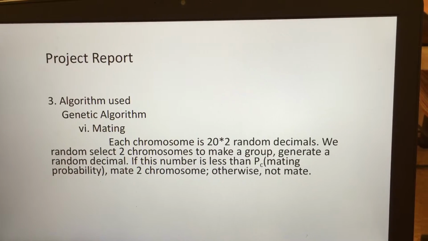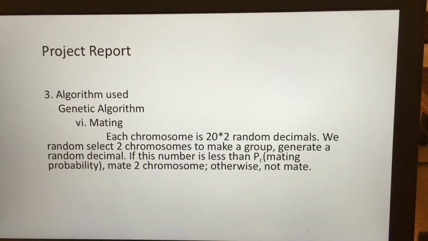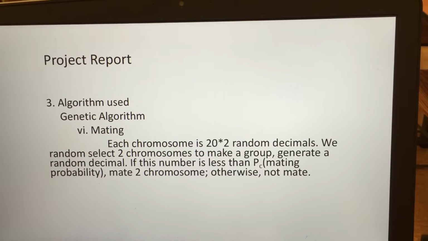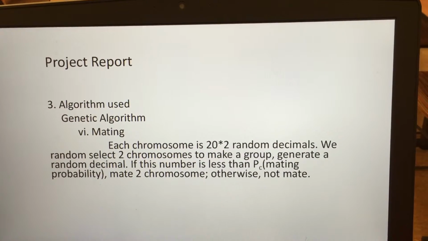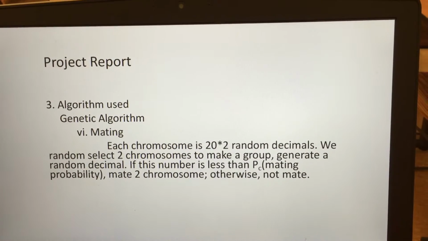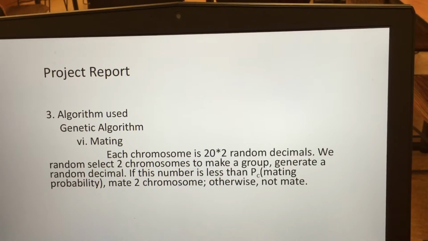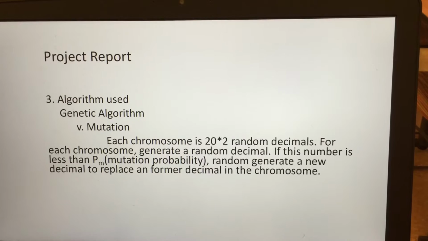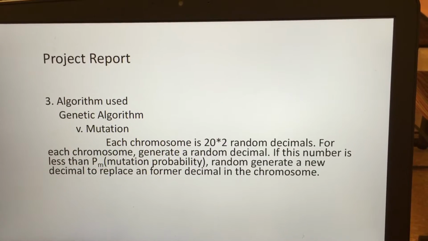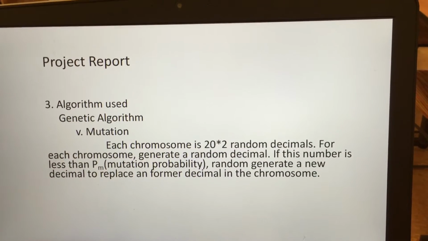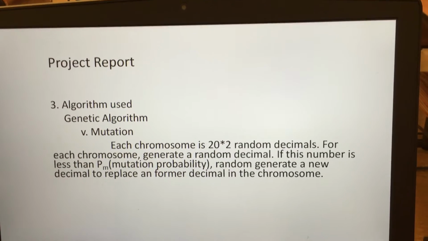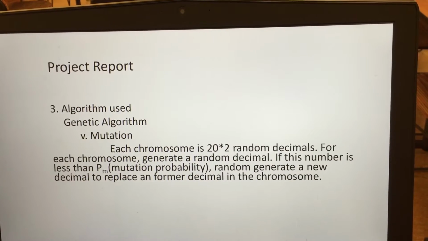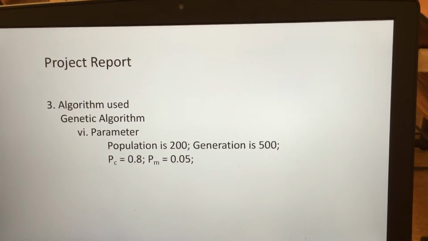And for the mating, I make 2 chromosome groups and generate a random decimal. If this number is less than PC, which means the mating probability, I mate the 2 chromosomes, otherwise not. And for the mutation, I generate a random decimal for each chromosome. If this number is less than PM, then I randomly generate a new decimal to replace a former decimal in the chromosome.